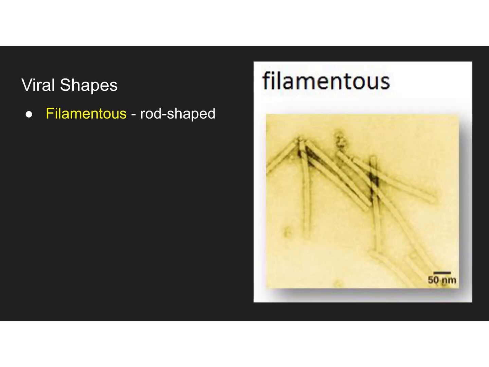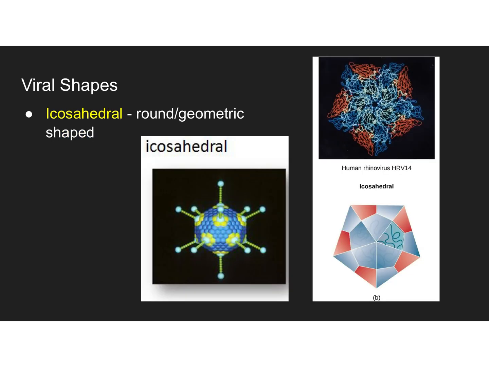Filamentous viruses are these long, skinny rods. So this is a filament or one viral virion particle. This is that tobacco mosaic virus that we have talked about previously. And so each one of these is a virion that is filamentous in shape. Icosahedral refers to a round or geometric shape. So you can see the core shape here is round or spherical or geometric.